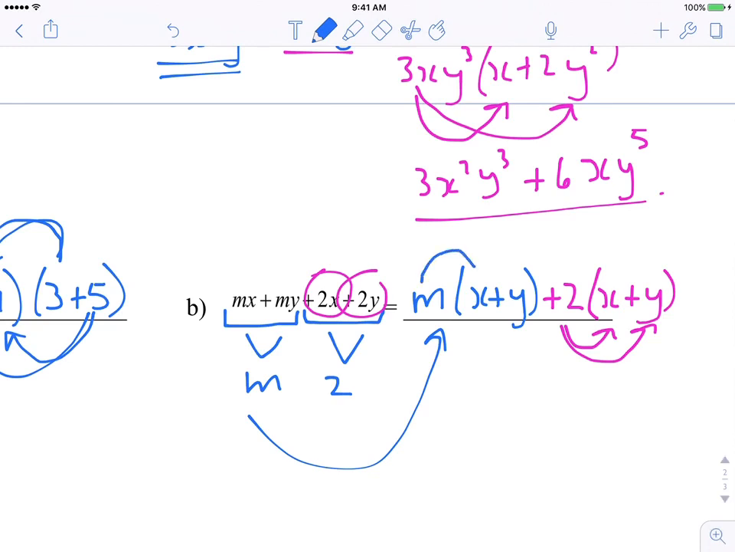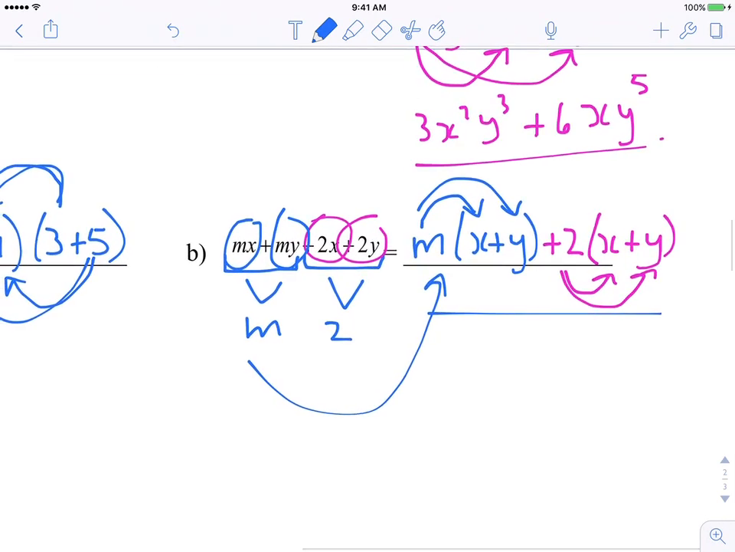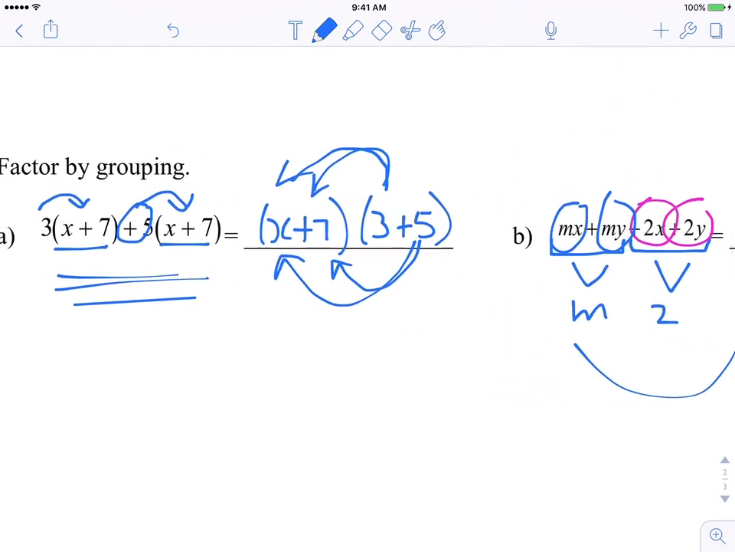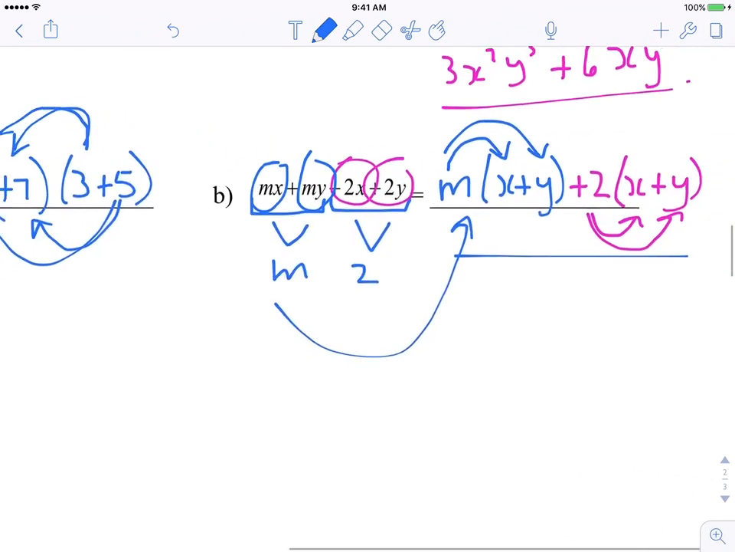And same thing with the first set here. I have m times x, and that's mx, and m times a positive y would get me my. So what I've done on the right side here is in effect representing what's on the left of that equal sign. But now I can group. So if you remember what we just did in A, we had the 3 times x plus 7 and a 5 times x plus 7. So I can rewrite that as 3 plus 5 being multiplied by x plus 7.